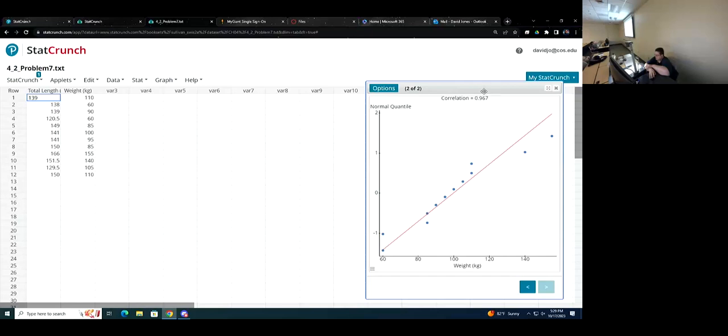At the top, we see the correlation stat. So the length has 0.963. And the weight has 0.967. These are our R scores. These are R.